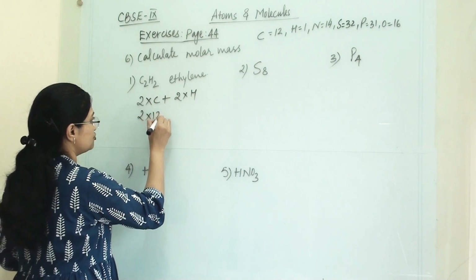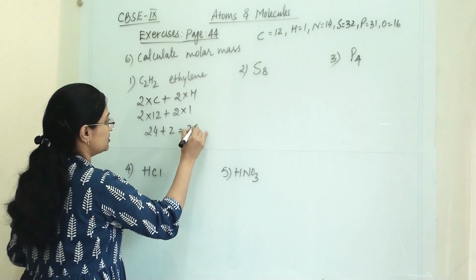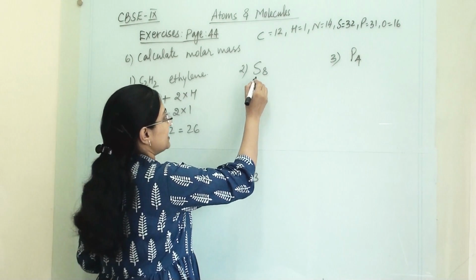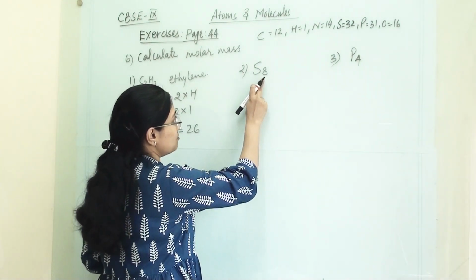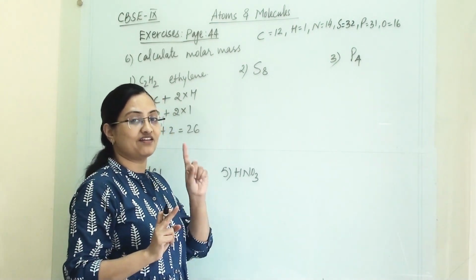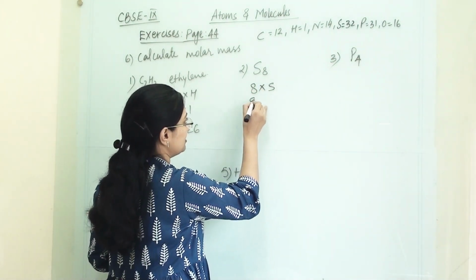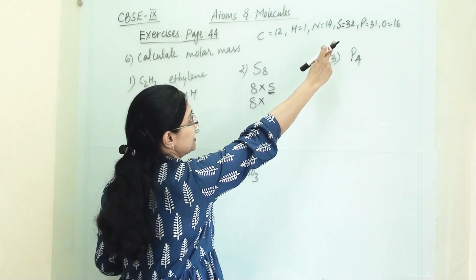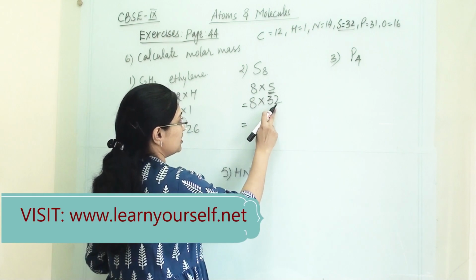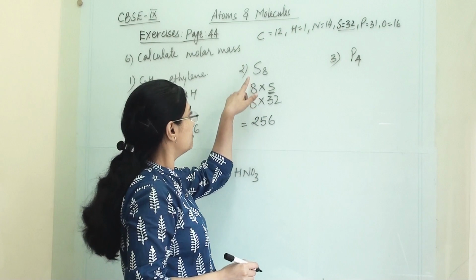So 2 into 12 plus 2 into 1. So it is 24 plus 2. So 26 is the molar mass of ethylene. Then S8. This is sulfur's molecule. Sulfur's atomicity is 8. In one molecule of sulfur there are 8 atoms. So here 8 into sulfur. Now at the place of S we are going to write its atomic weight, that is 32. So 32 into 8. 256 is the molar mass of the sulfur molecule.